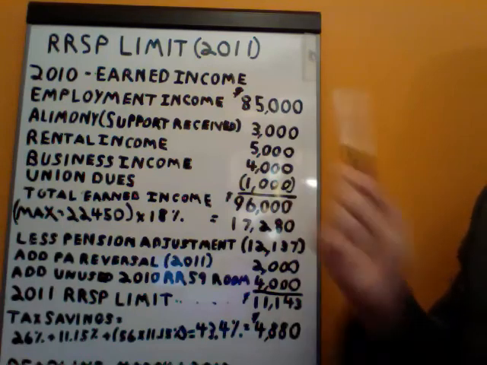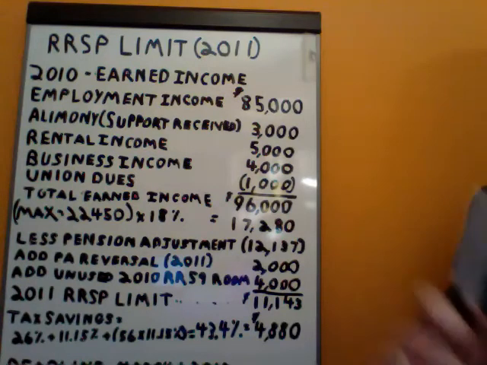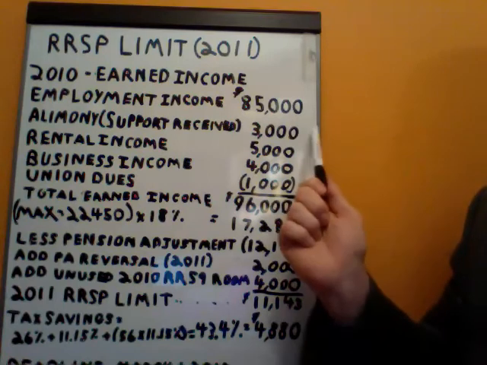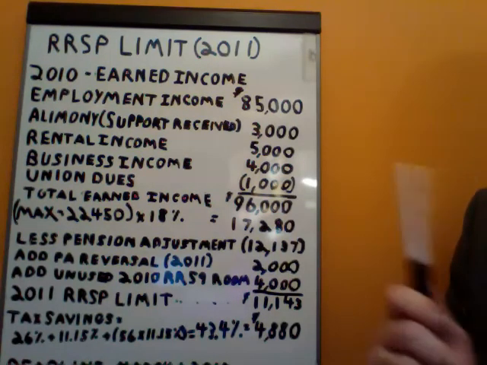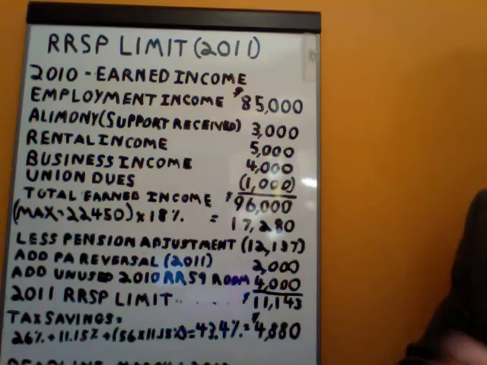So his employee income for the year is going to be $85,000, and say he has some income from some other sources. Say he received some alimony, support payments received of $3,000. He has some net rental income of $5,000. He has business income of $4,000, and he has contributed union dues of $1,000. So we're going to calculate his total earned income for this example as $96,000.